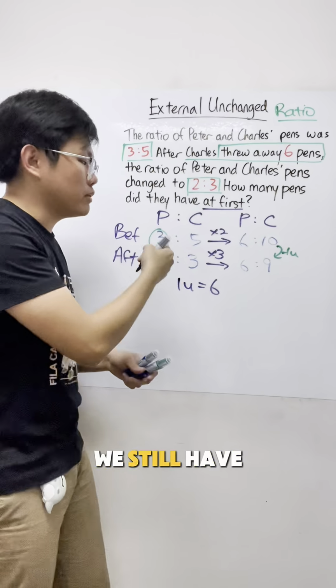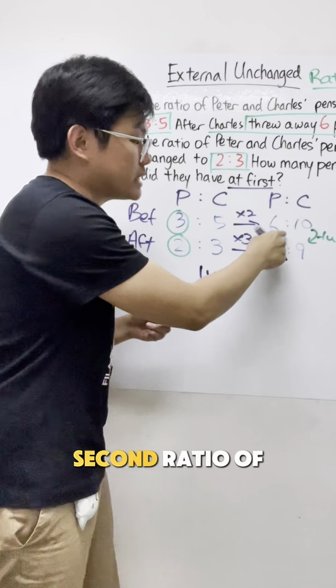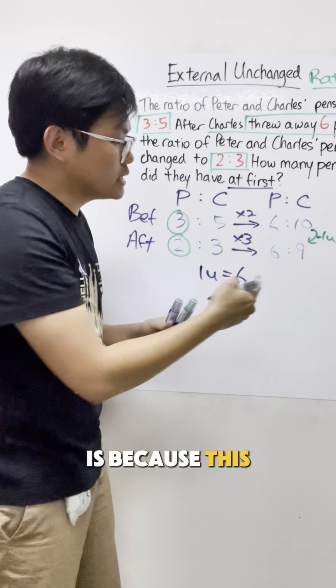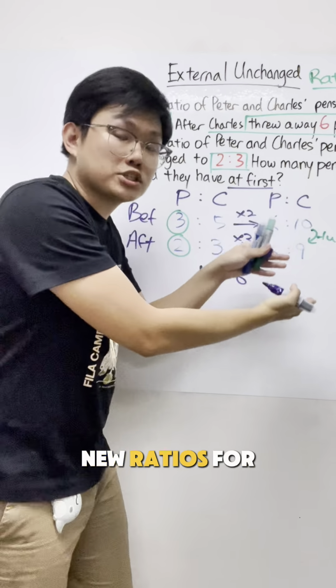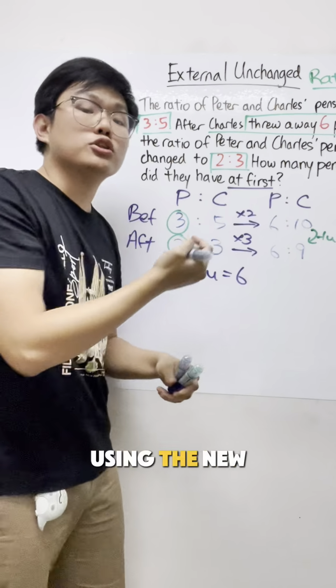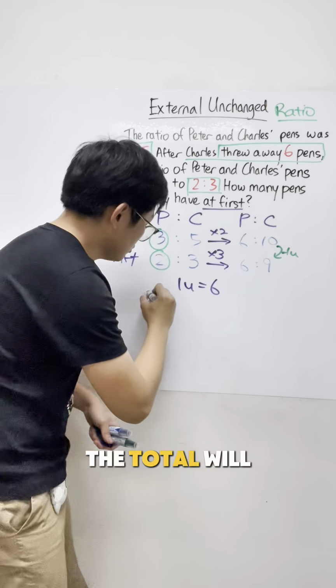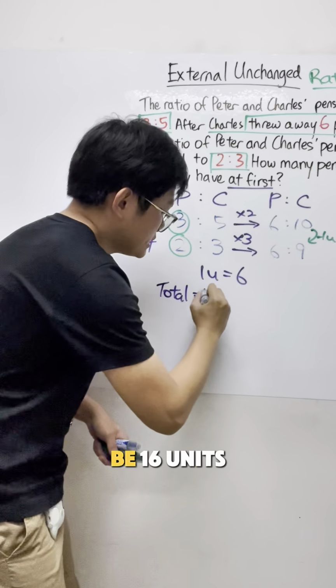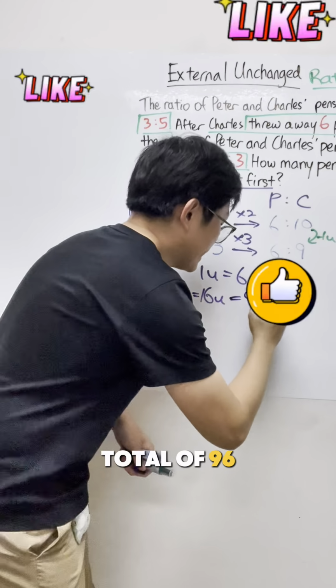But it's strange, we still have two ratios over here. So do take note, the reason that we are using the second ratio for our calculation is because this was where the 1 unit came from. We modified the ratio, we use the new ratios for the calculations, hence we are using the new ratios for the final bit too. So last but not least, 6 plus 10, the total will be 16 units. And 16 units here would give us the grand total of 96.